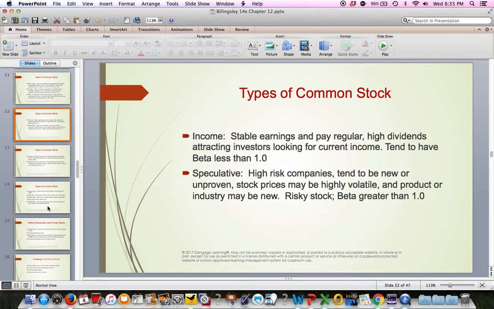An income stock is a stock that has stable earnings and pays a high dividend, typically a safer stock with a lower beta. And a speculative stock typically is for a higher risk company, a newer company that doesn't have a lot of history, doesn't pay a dividend, maybe is not profitable yet, maybe in a newer industry, typically very risky, and typically the beta would be above 1.